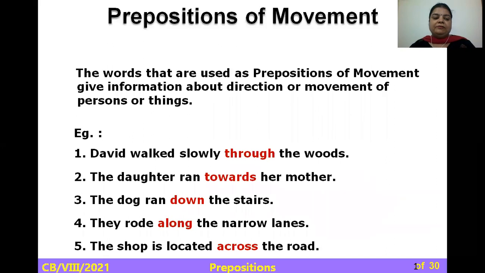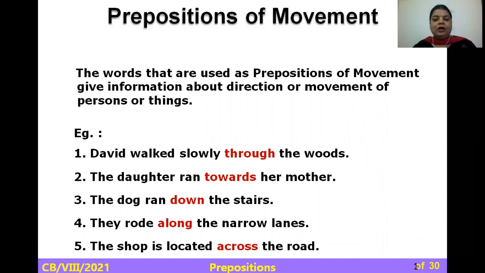Prepositions can be classified depending on their context and use. So let's look at the following classification. Prepositions of movement. The words that are used as prepositions of movement give information about direction or movement of persons or things. For example, David walked slowly through the woods.